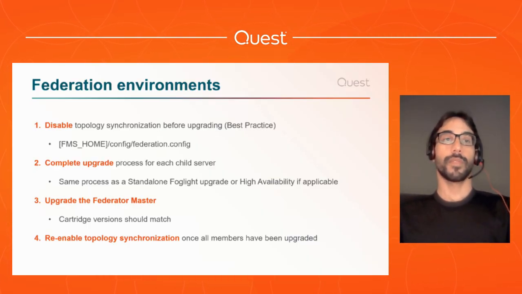Okay, so for upgrading federation environments, the best practice would be to first disable the topology synchronization. This would be done by commenting out the shell server entries from the federation configuration file, the federation.config. Then complete the upgrade of each shell server. The upgrade process would be the same as if you were upgrading a standalone Foglight or a Foglight that's in high availability configuration, if that's applicable. After the shell servers have been upgraded, then upgrade the federation master. Here, it's important for the cartridges to match the versions of the ones that are being used in the shell servers. Finally, re-enable topology synchronization to complete the upgrade.